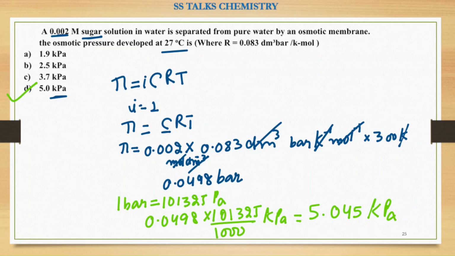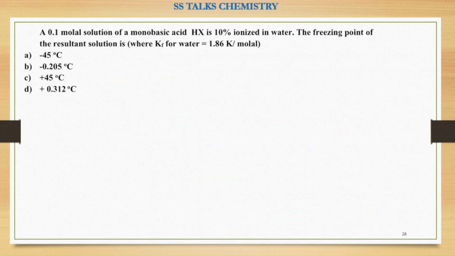Okay. Moving on to the next one, we have this question. It says a 0.1 molar solution of a monobasic acid is 10% ionized in water; we have to find the freezing point of the resultant solution. So we need to find the value of Tf here. Delta Tf is equal to Tf naught minus Tf. So this Tf value you need to find out.